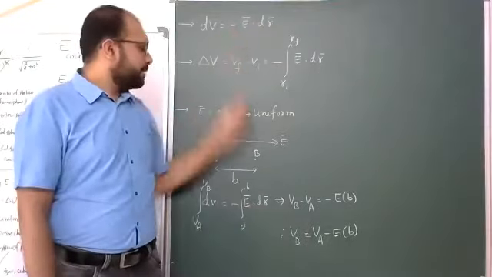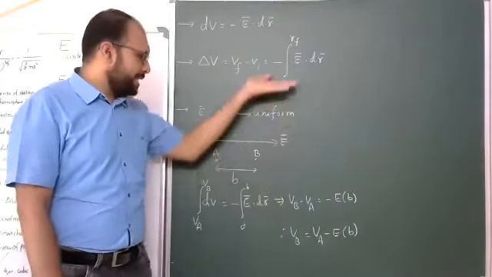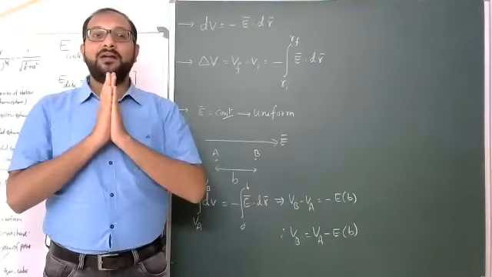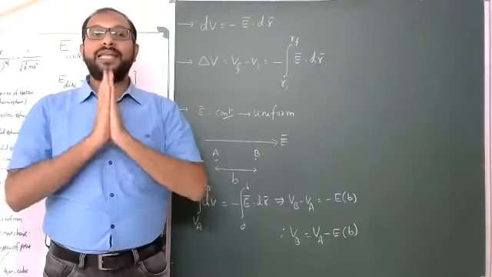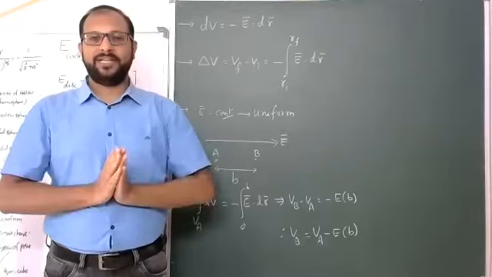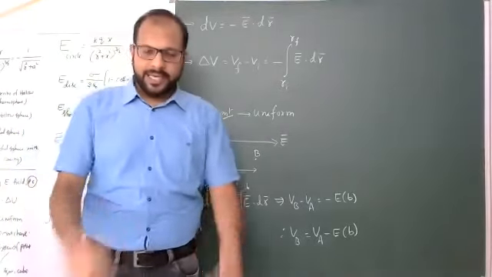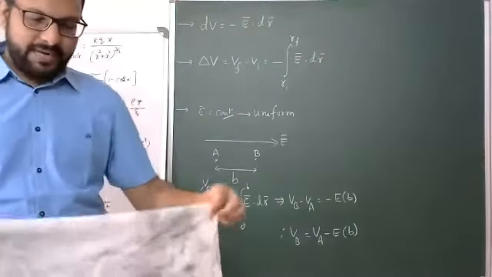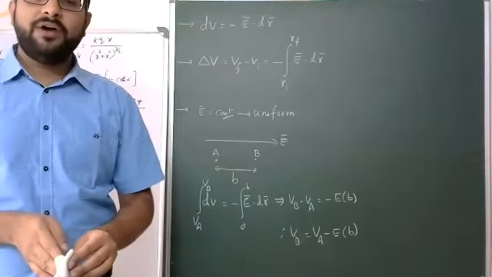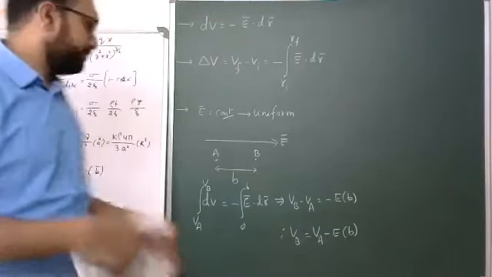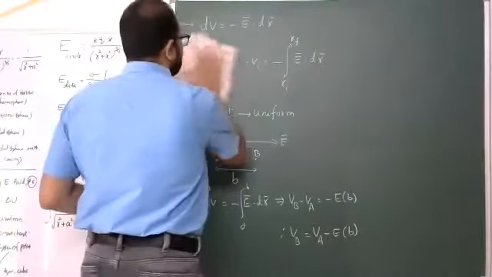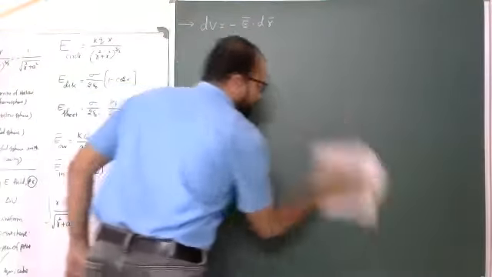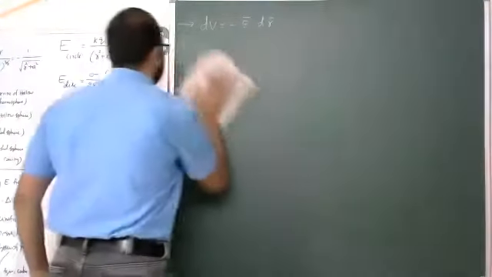Now in that, suppose E equal to constant. How we proceeded, I explained. Now coming to suppose E is a non-uniform electric field, how to find the potential difference, that I am going to explain. Please come to the next one. You also write the next topic: potential difference in a non-uniform electric field.